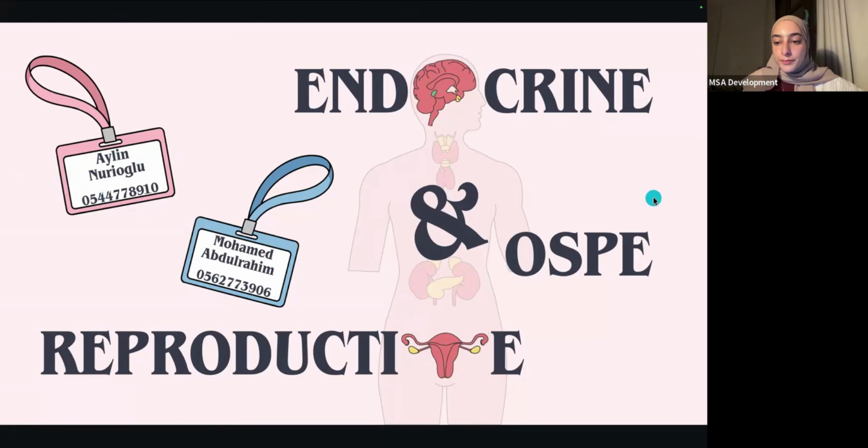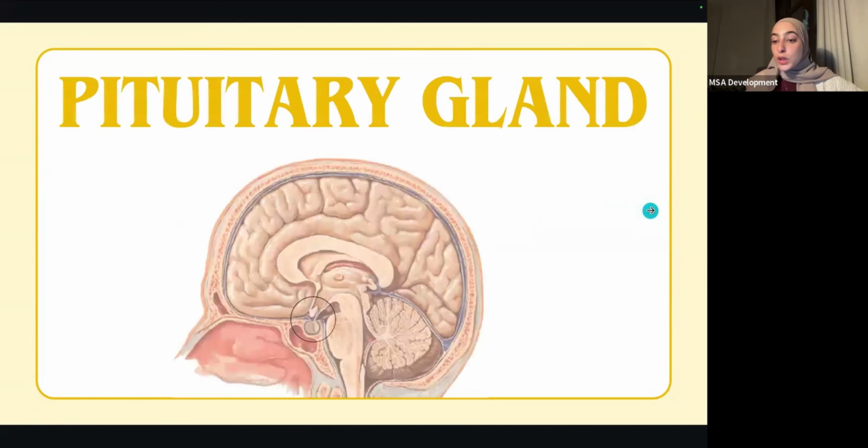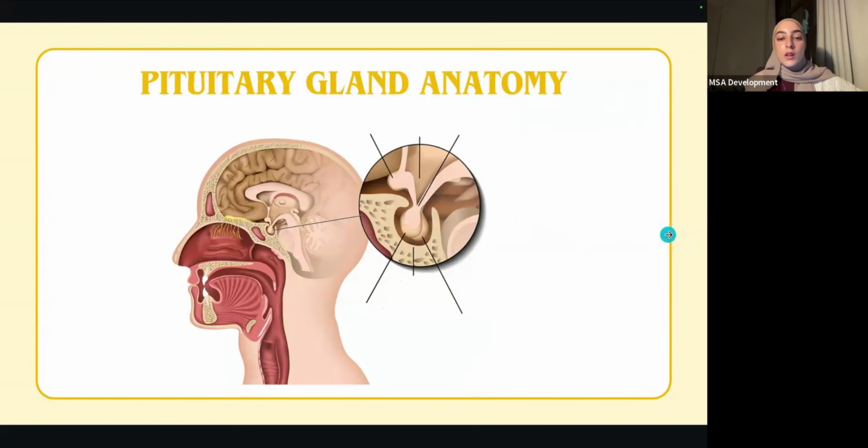I'm going to start with the endocrine portion, which includes everything you guys studied, from the glands to the histology of these specific glands. The first gland that you guys studied was the pituitary gland. This gland is very small and is located in your brain, but it's very important. So what you have to know about this gland is where it's placed and the specific structures it has.